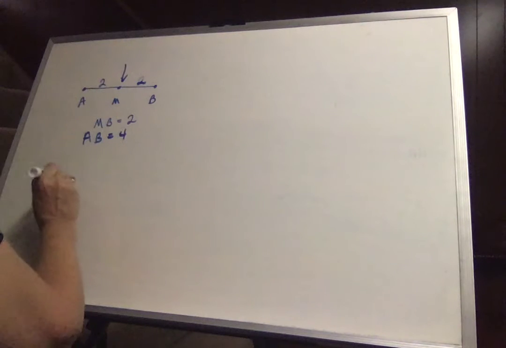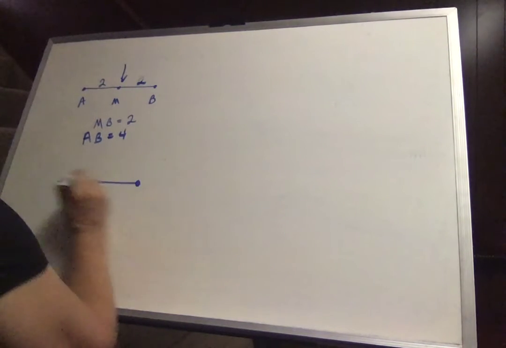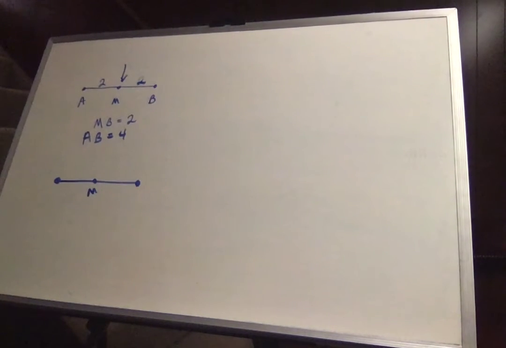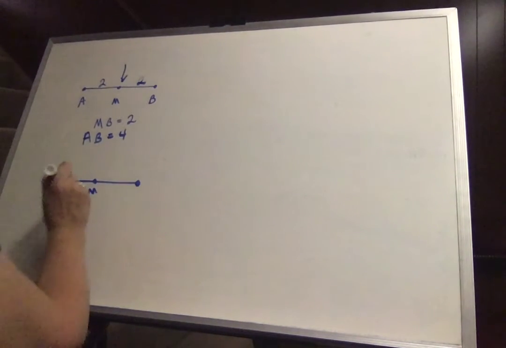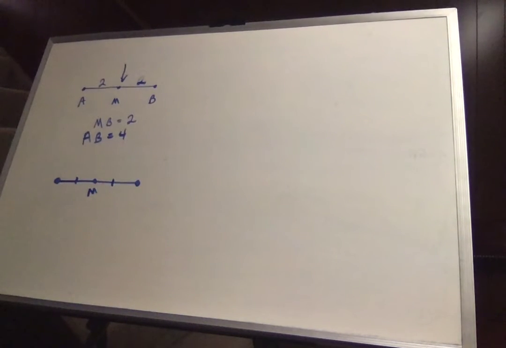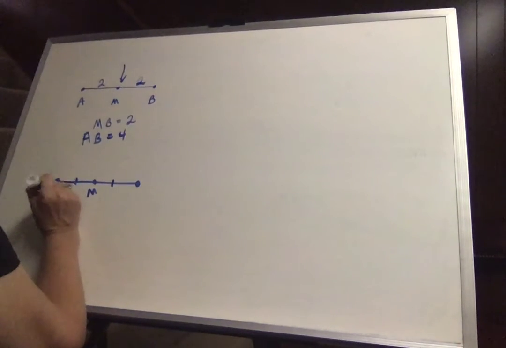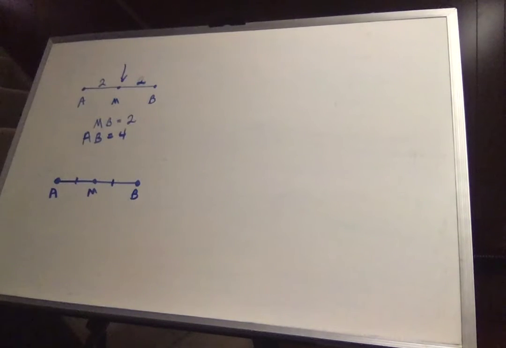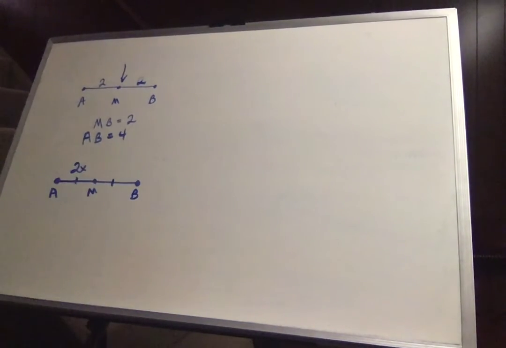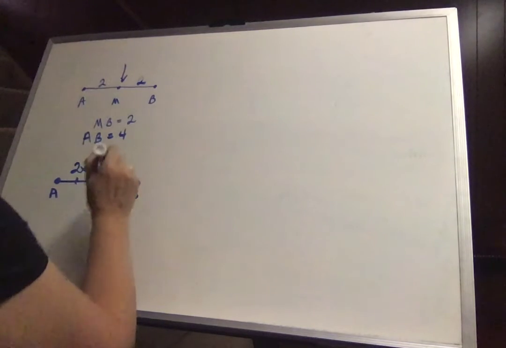So here's another example, with this point being in the middle. They might not tell you it's the midpoint. They might indicate with a tick mark on each that this piece is the same length as this piece. And again, I'm going to label it A and B. This time, A to M is 2x and M to B is 80.